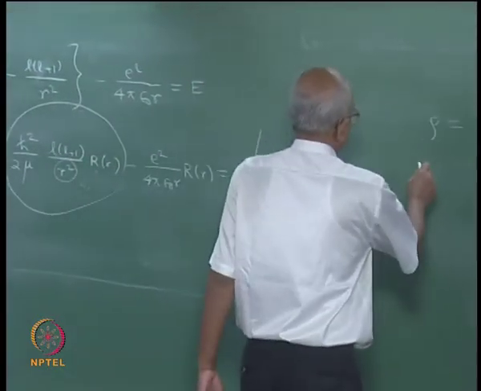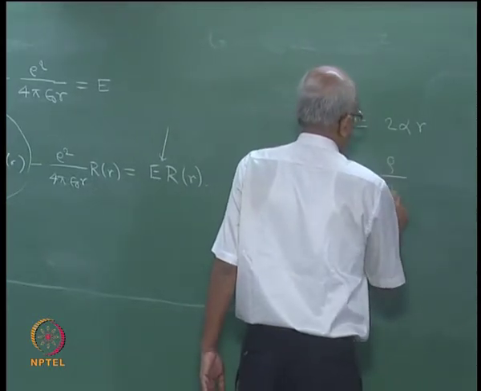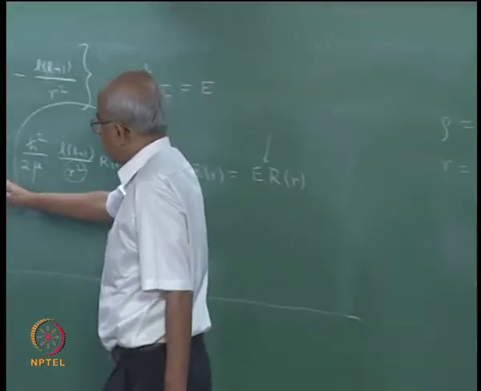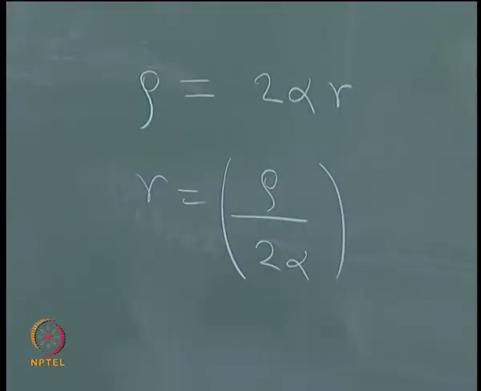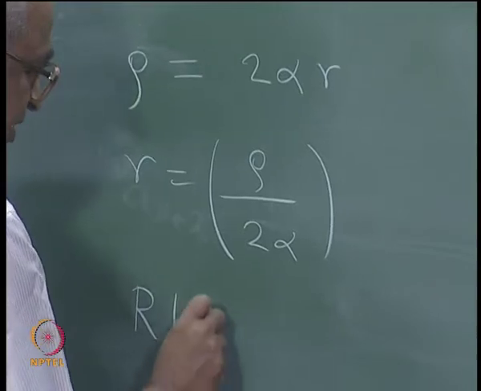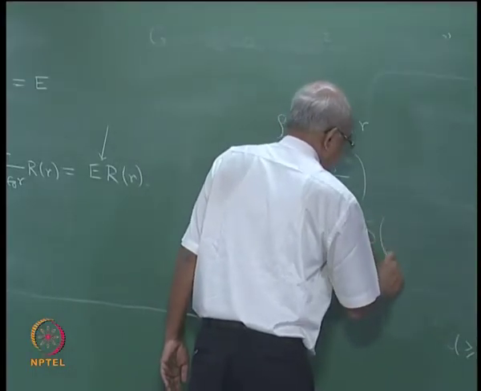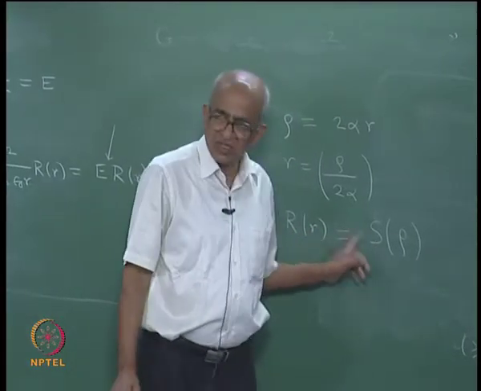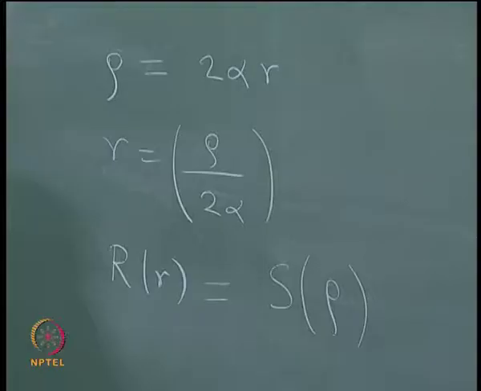So, therefore, you can say r is equal to rho divided by 2 alpha. So, wherever r is occurring, I am going to put rho by 2 alpha, and this capital R actually is a function of small r, and that will be equal to a function of rho, which I will denote as S. So, S is defined to be equal to R, but S is the function which is a function of rho.